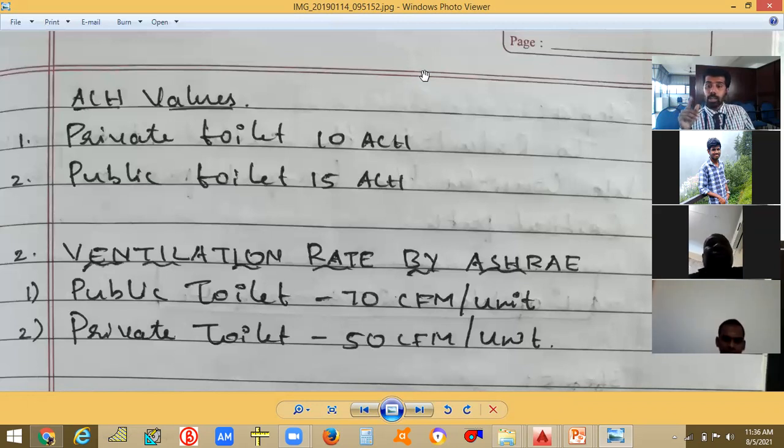And just write as a note also: disc valves are used as ventilation in toilets. So don't forget it.